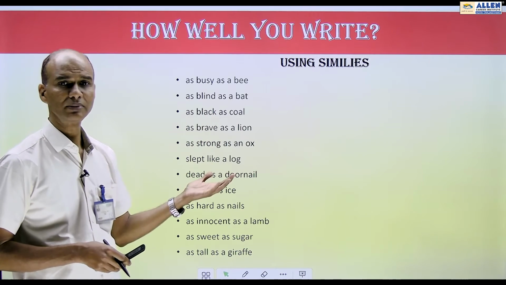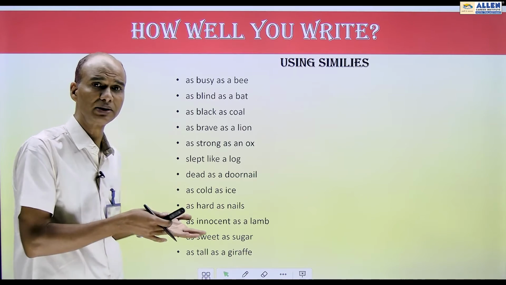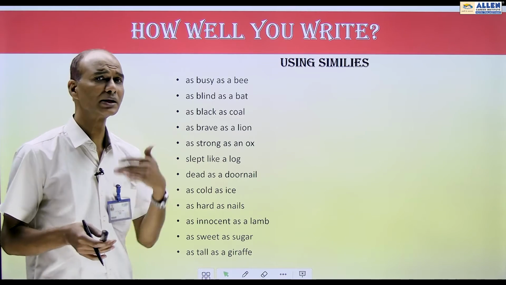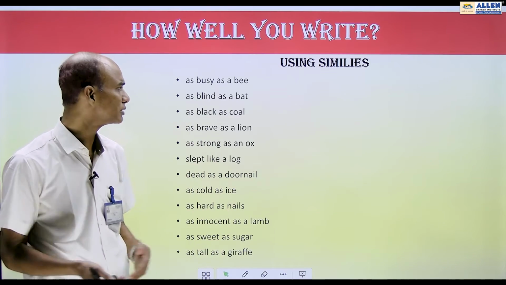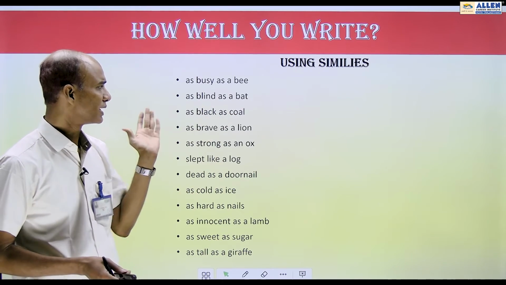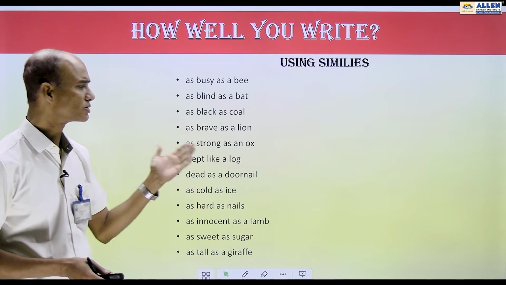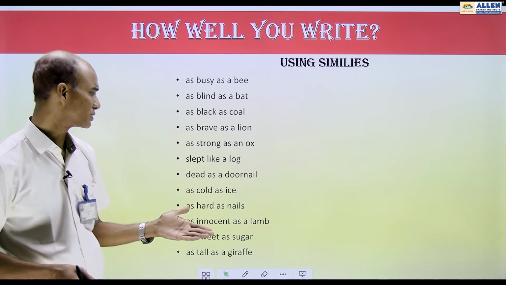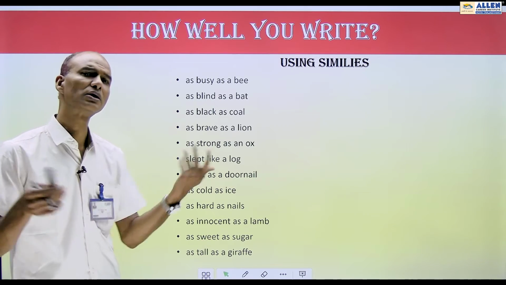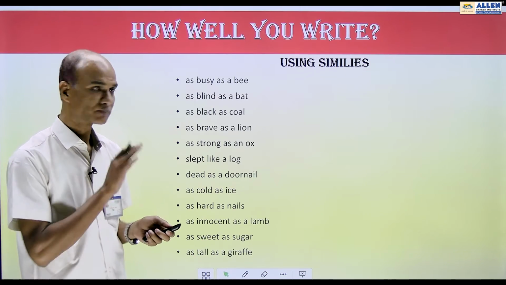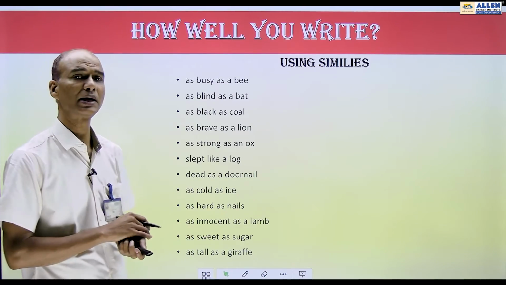So what kind of similes may you have? These are just examples. It's not necessary that these things should be there. You can compare in different ways. I'll give you examples as well. These are just some very usual and common ones: as busy as a bee, as blind as a bat, as black as coal, as brave as a lion, as strong as an ox, slept like a dog, dead as a doornail. There is a list, and you can find a lot more. I just want to tell you that you can use such kinds of similes.